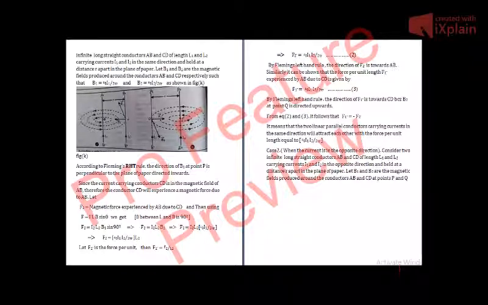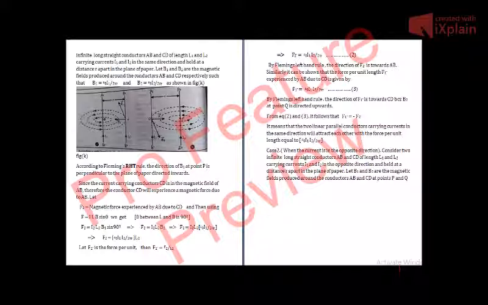Let F2 dash be the force per unit length. Then F2 dash is equal to F2 by L2, which implies F2 dash is equal to mu naught I1 I2 upon 2 pi R, because L2 and L2 will cancel when we substitute the value of F2. Let's denote this equation by 2.